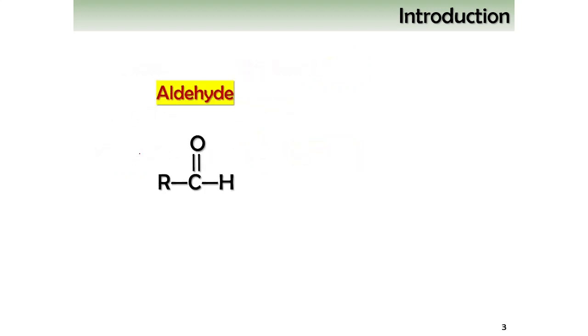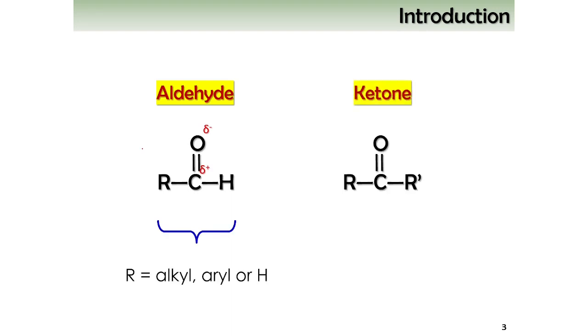Okay, aldehyde. Compared to ketone, the difference is these two things. This one is RH, where R is an alkyl chain. Remember, R is alkyl. And a ketone has 2 R groups.